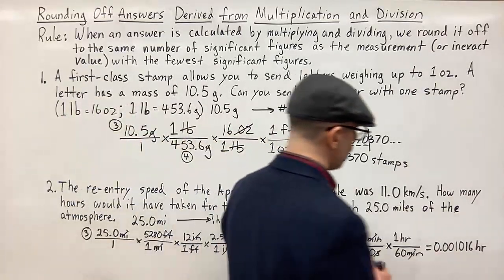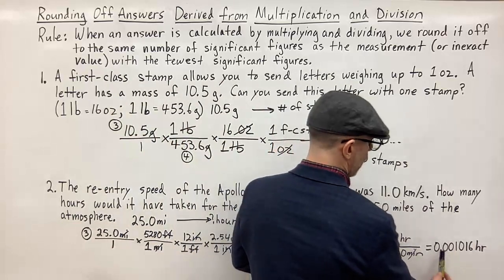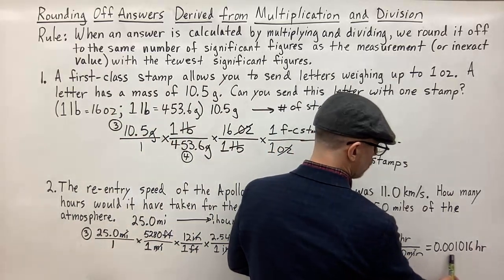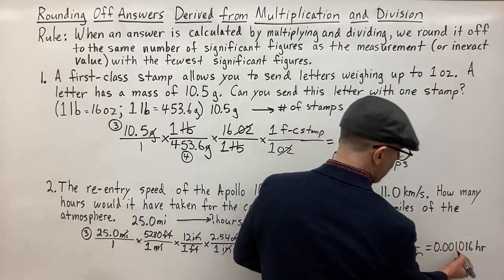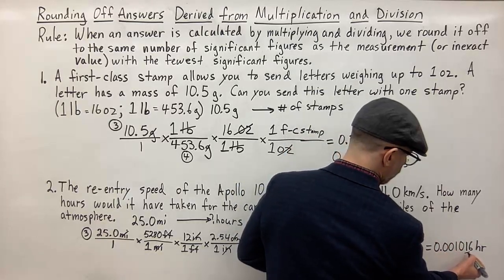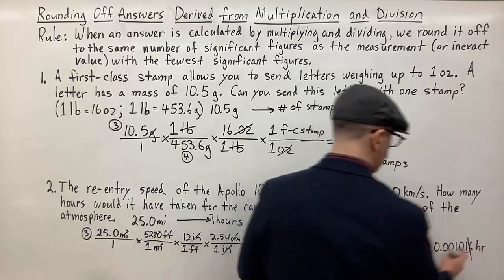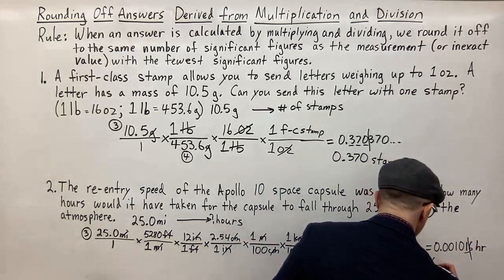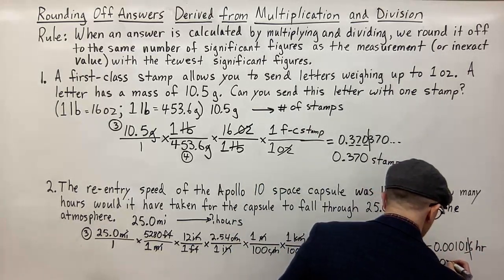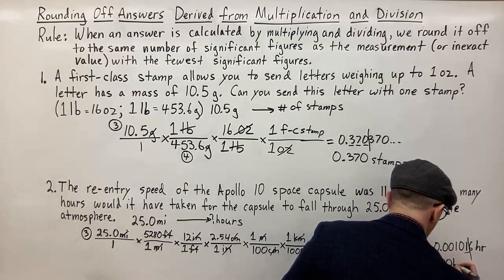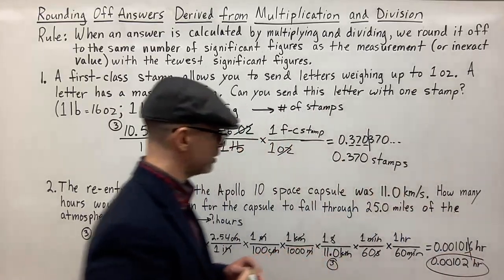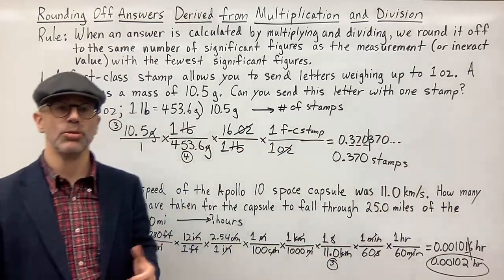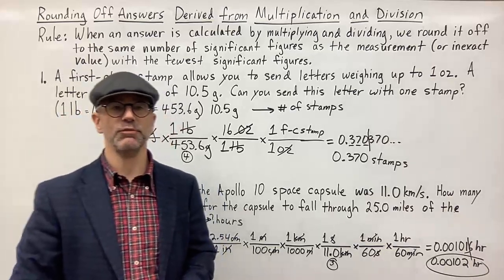So we're going to count off 3 sig figs. Now, these zeros here are not significant. They're just placeholders. So we have 1, 2, 3. And so here we round it off to 0.00102 hours. So that is our final answer, rounded to the proper number of significant figures.